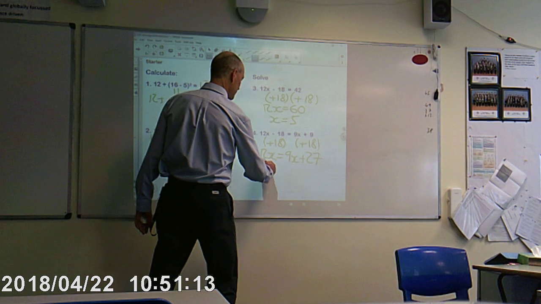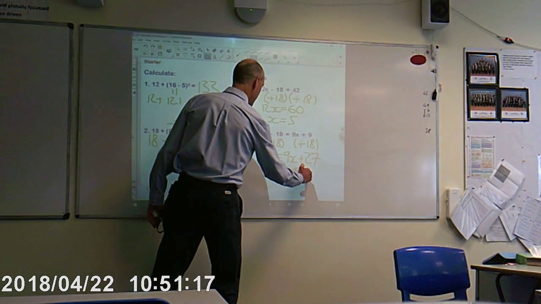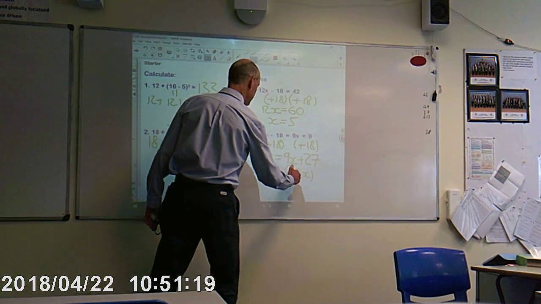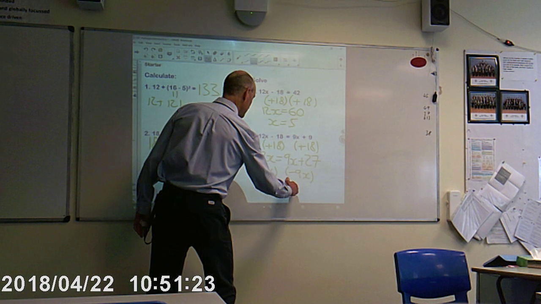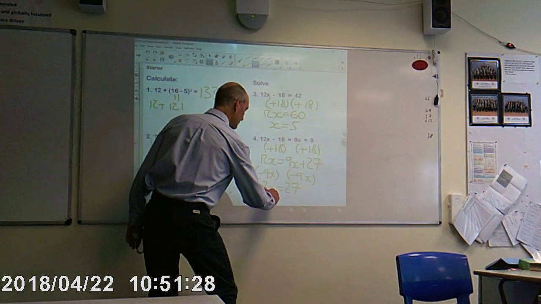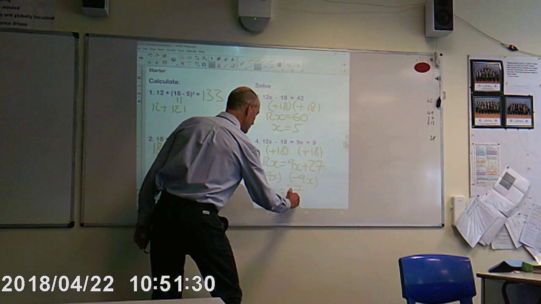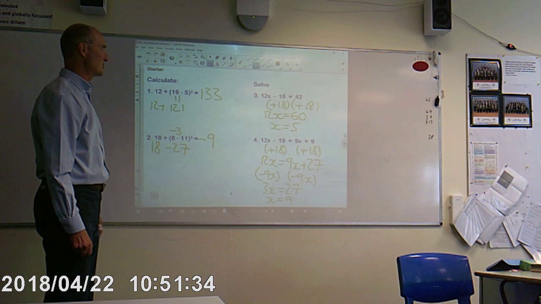Now subtract 9x from both sides. Take away 9x both sides. So 3x equals 27. Divide both sides by 3 gives us x equals 9. And that's our solution. Okay, so that's our starter done.